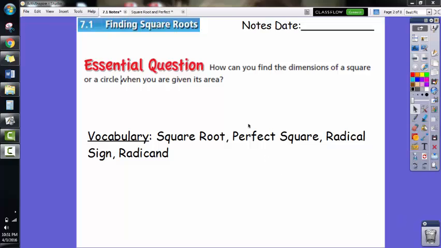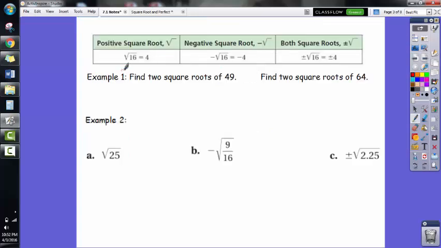Okay, for the notes for today, we're still looking at square roots. Some vocab here: square root, perfect square, we just covered that. Radical sign, that's what you know as the square root sign, and the radicand is the number inside the square root sign. Okay, so we'll jump right in here.